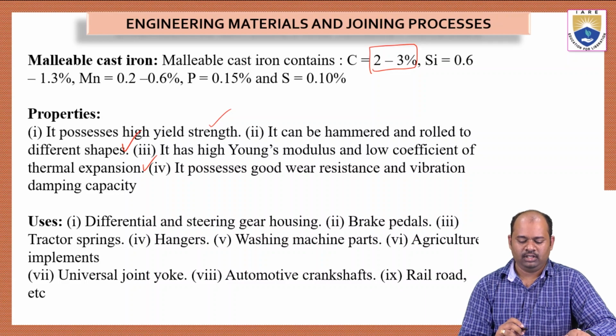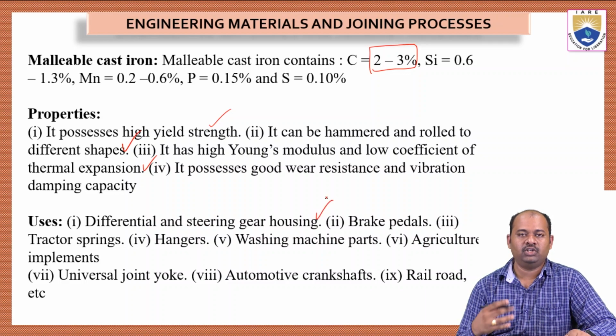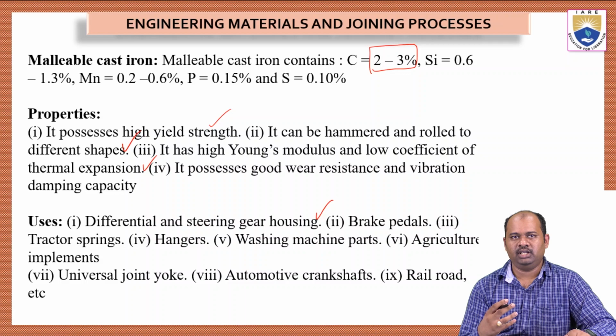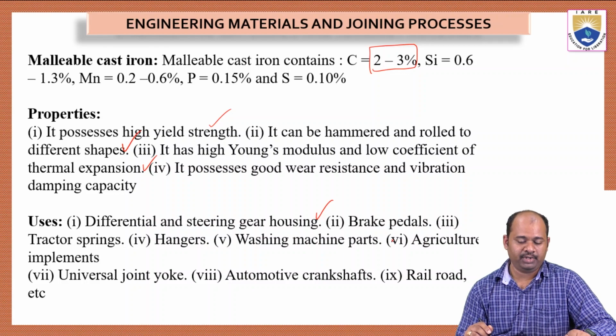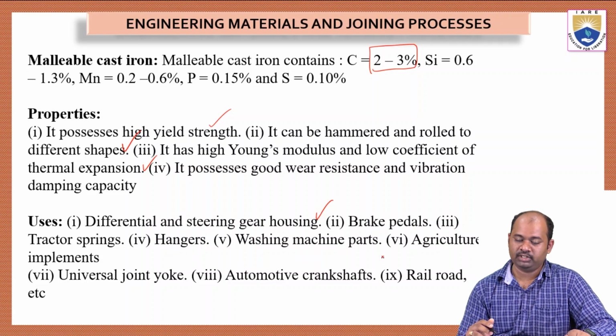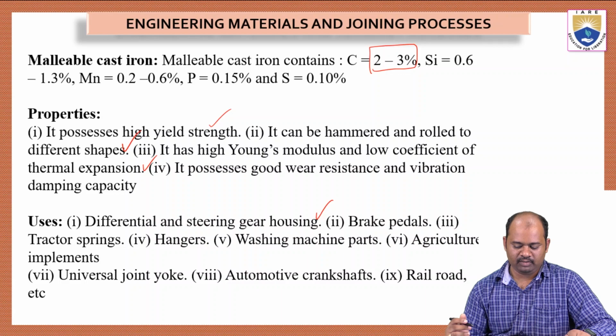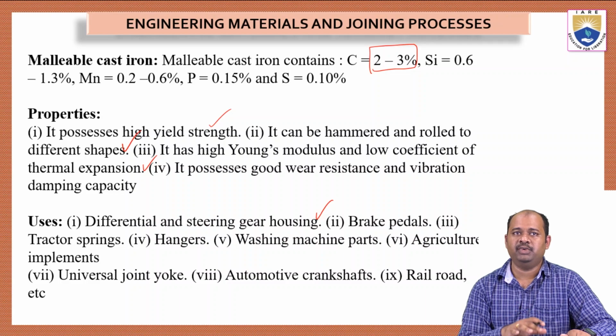When we see the uses, differential and steering gear housing are made up of this malleable cast iron. Now, a differential is a device attached to all automobiles which are four-wheelers, where using this differential the speed or rotations of the rear wheels are controlled. And steering gear housings are also made up of this malleable cast iron. Brake pedals, tractor springs, hangers, washing machine parts, agriculture implements, universal joint yokes, automotive crankshafts, railroads, etc. All these different types of devices are made up of this malleable cast iron.